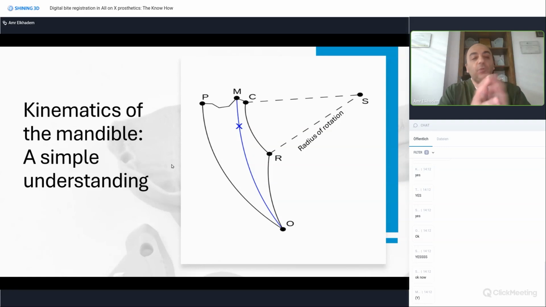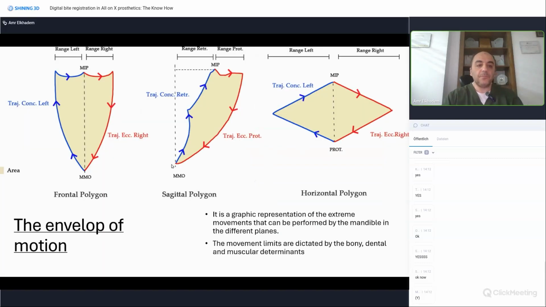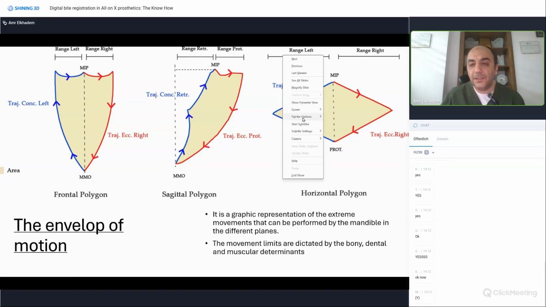I'll go back to the basics, which is the mandibular movements and the kinematics, in order to understand the concept behind the centric relation. Everyone during the undergraduate years has heard about the envelope of motion and how the mandible is moving within the range of motion, which is dictated by the condyle, the muscles, and the teeth. And we have trajectories when we are doing the different mandibular movements, which we can see in the different 2D planes.